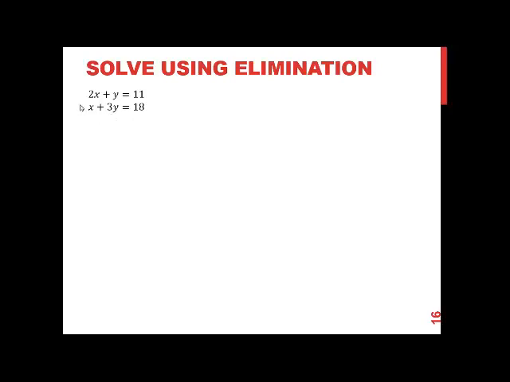One option would be to multiply the second equation by -2. That would give me 2x plus y equals 11. And if I multiply everything by -2, I'd have -2x minus 6y equals -36. So that's one option. Another option would be to multiply the top equation by -3. We'd have -6x minus 3y equals -33. x plus 3y equals 18.